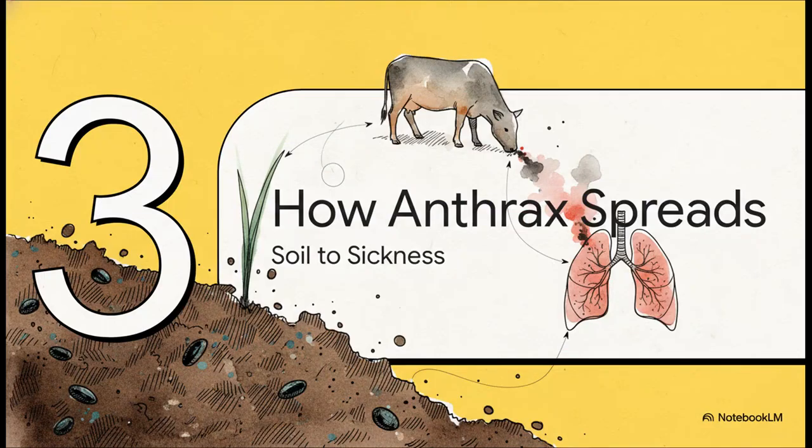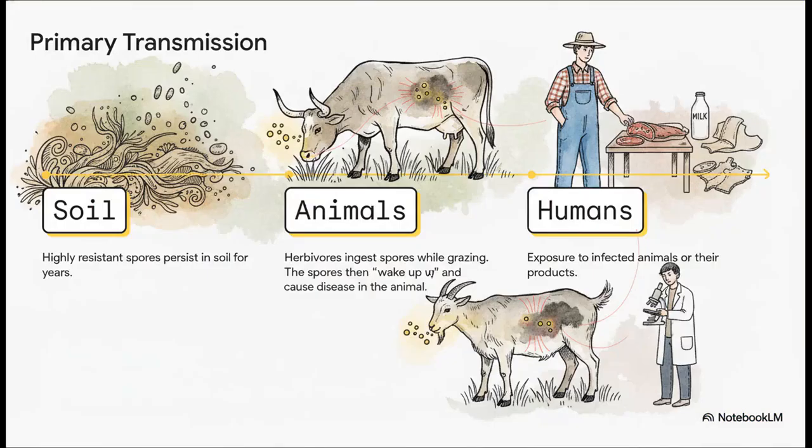And that brings us right to Section 3. How does this thing actually spread? Let's trace that path from a sleepy little spore in the dirt all the way to an active infection. So the main cycle starts in the soil, where those spores are just waiting around. A grazing animal, say a cow, comes along and accidentally eats some of those spores while it's munching on grass. Inside the animal, the spores wake up and cause the disease. Humans then come into the picture, usually through some kind of contact with these infected animals or their products, things like wool, hides, or leather.